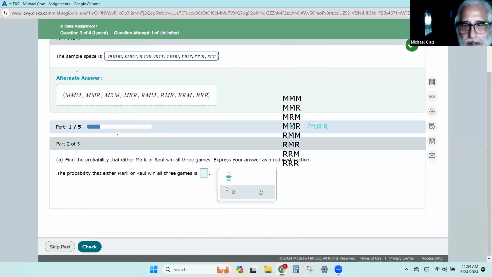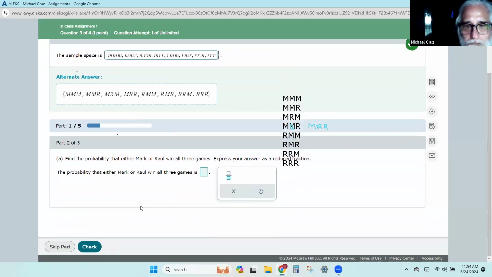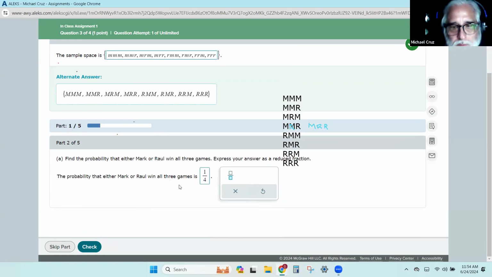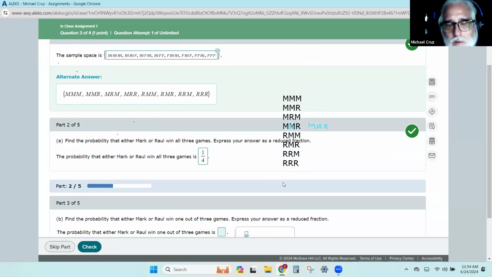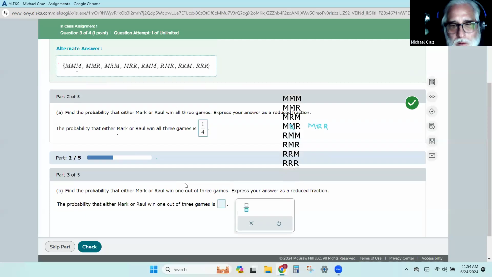All right. Find the probability that either Mark or Raoul wins all 3 games. There's only 2 of those where they all 3 win. 2 over 8, which is 1/4. Probably the probability that one or the other wins 1 of the 3 games. So we want, and I think that's almost all of them.